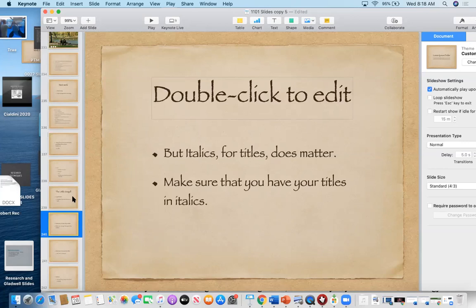But that being said, for italics, it does matter. I say this kind of jokingly, because right now I literally cannot type in italics in this Keynote format. But in general, for titles, you want to make sure to have them in italics. So when we talk about italics here, we're talking about book titles, film titles, TV show titles, etc. You want to have them in italics.